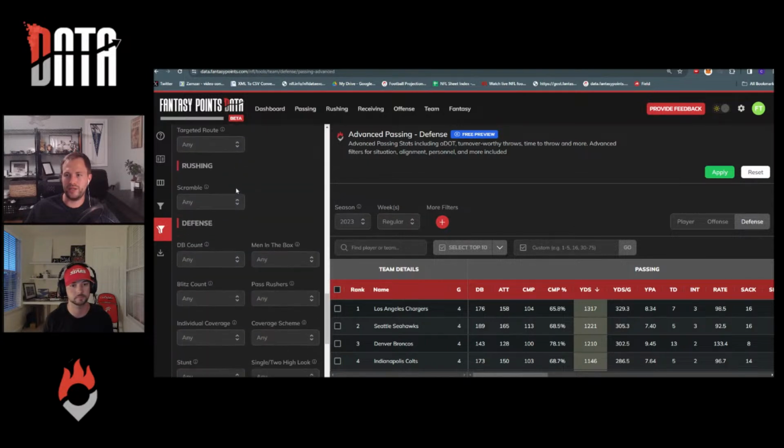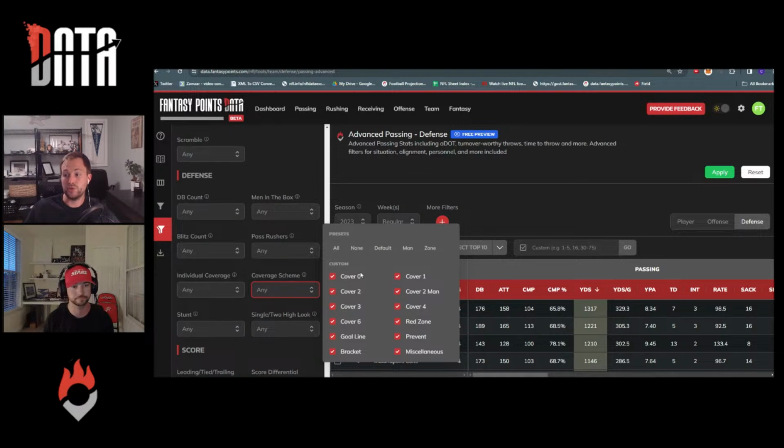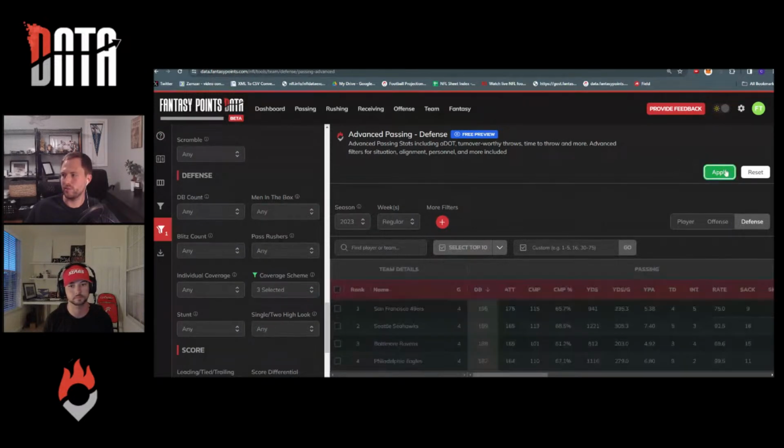So I would come down here to defense, and then you'll see a coverage scheme filter. You can do individual coverages, or you could do man or zone, which will just pick them for you. So let's just look at man here. And then we're going to sort by dropbacks, and we're going to apply that.